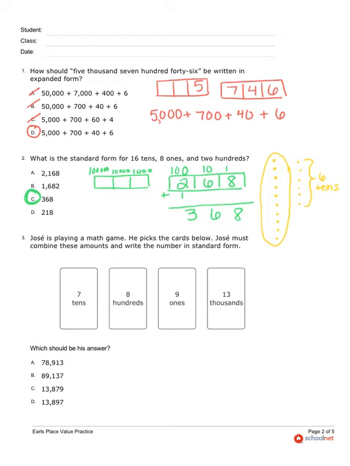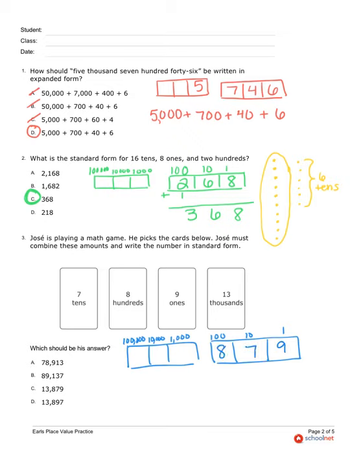Looking at number 3, it says Jose is playing a math game. He picks the cards below. Jose must combine these amounts and write the number in standard form, which should be his answer. So let's make our chart. Okay, so 9 ones, 7 tens, 8 hundreds, and then 13 thousands.